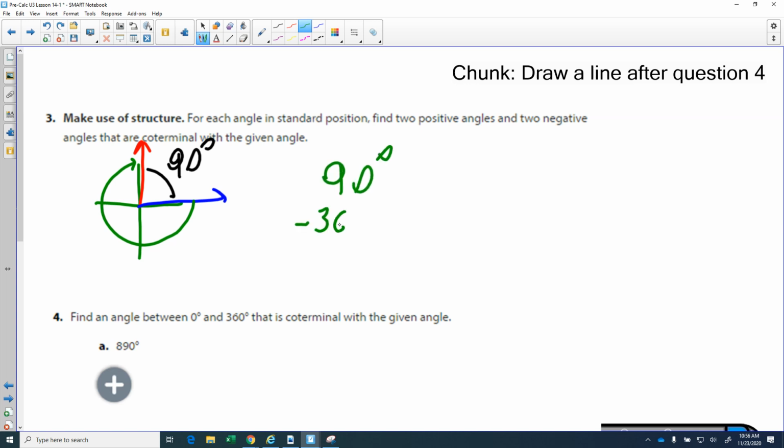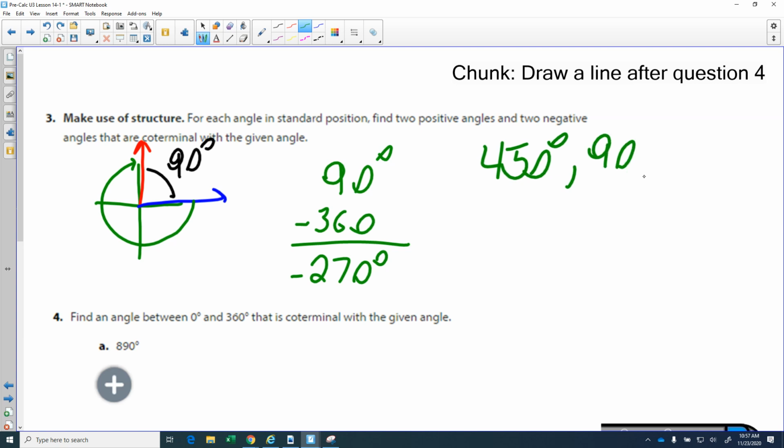I could take that original and subtract 360 from it to get negative 270 degrees. So the idea is that 450, 90, and negative 270 degrees are all at the same position of this graph. So notice how it repeats itself, even though I have different angle measures, because it's that constant rotation around dealing with angles, I can always repeat myself using different values.